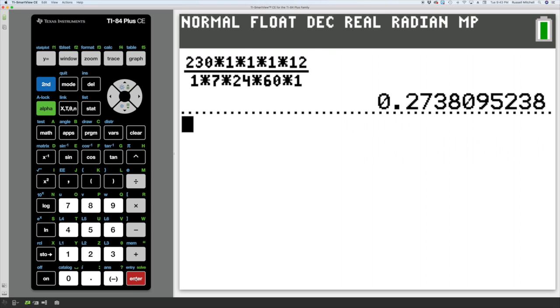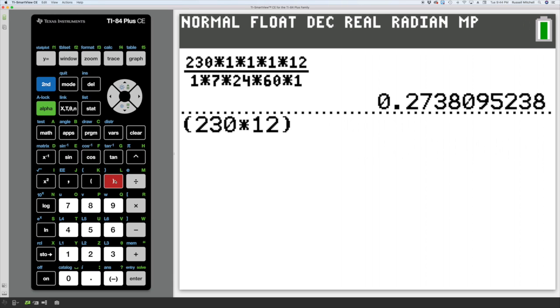So our answer is 0.2738095238, and it probably has a lot more digits than that. Now, if you don't have a graphing calculator, you just have a scientific calculator, there's another way to do this, but what you have to do is tell it what the numerator is. So you have to put parentheses, and then you type in, this time leaving off the ones, 230 times 12, because we don't need all those ones.